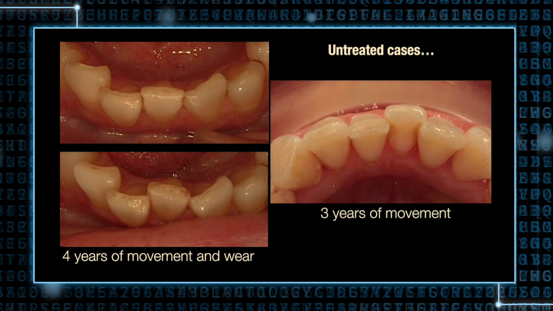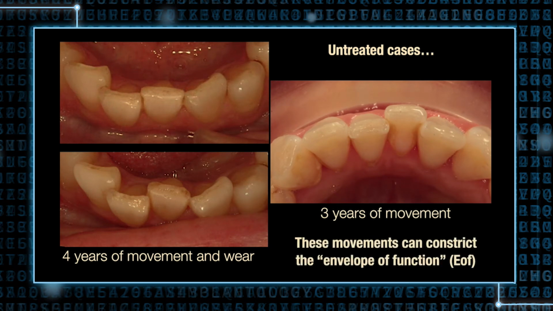Now imagine what that is doing to the opposing teeth, and these movements can actually cause the envelope of function to constrict. So if the lower tooth comes forward and the upper teeth haven't moved, the lower teeth through the chewing cycle could start to engage with the upper teeth and who knows, cause chipping, fremitus, or potentially even tooth movement.